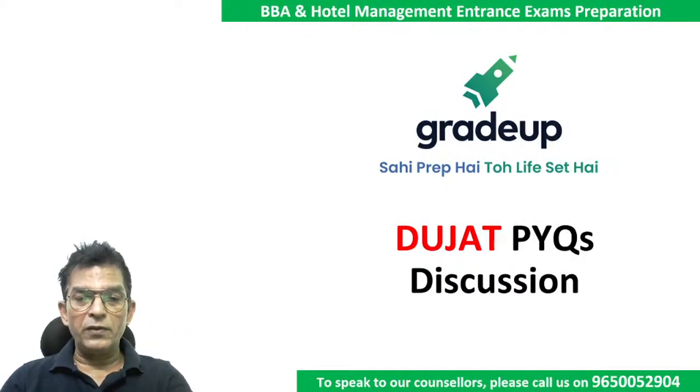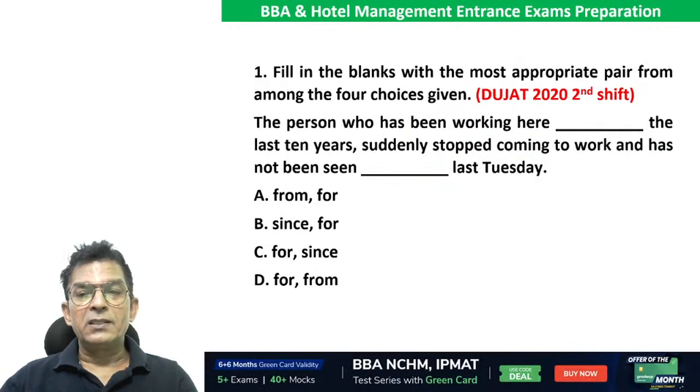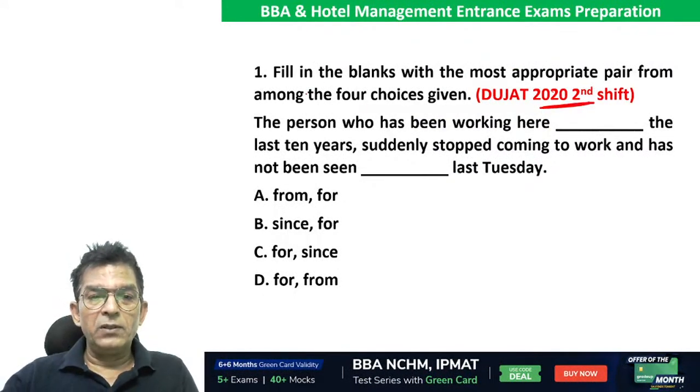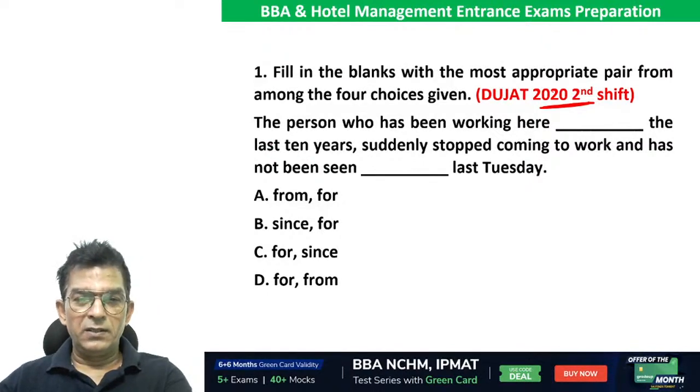Let me check how many of you can answer these questions. Okay, the first one is here. This is DUJAT 2020 second shift. Now the person who has been working here dash the last 10 years suddenly stopped coming to work and has not been seen dash last Tuesday. Which one is the correct answer?